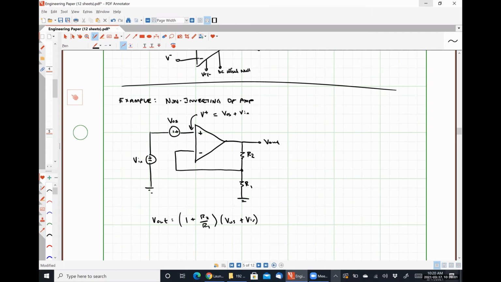Now, my question to you guys is, what if I applied the offset voltage and referred it to the inverting terminal? Anything change?